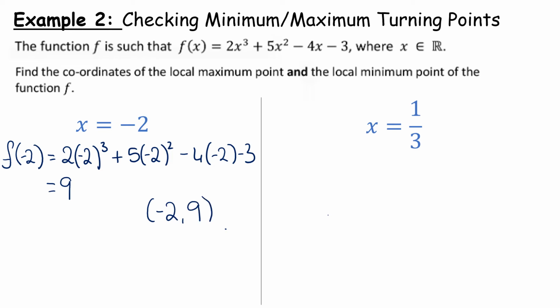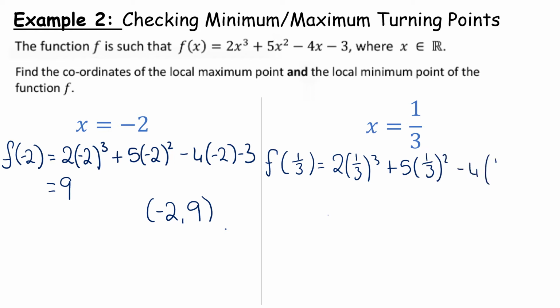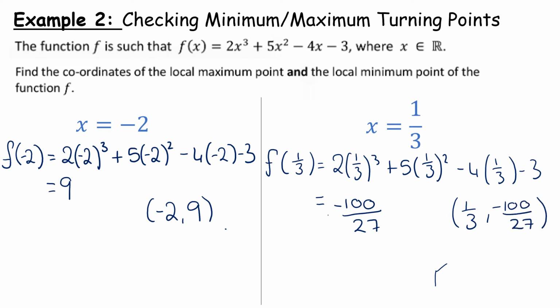Often students sub it back into the derivative rather than the original function, so if you ever get a 0 there, just double check. That's usually an indication you put it into the wrong one. Now I'm doing f of a third, so it's 2 times a third cubed plus 5 times a third squared minus 4 times a third minus 3, and into the calculator. And that gives us a not so nice minus 100 over 27. So that point is a third, minus 100 over 27.